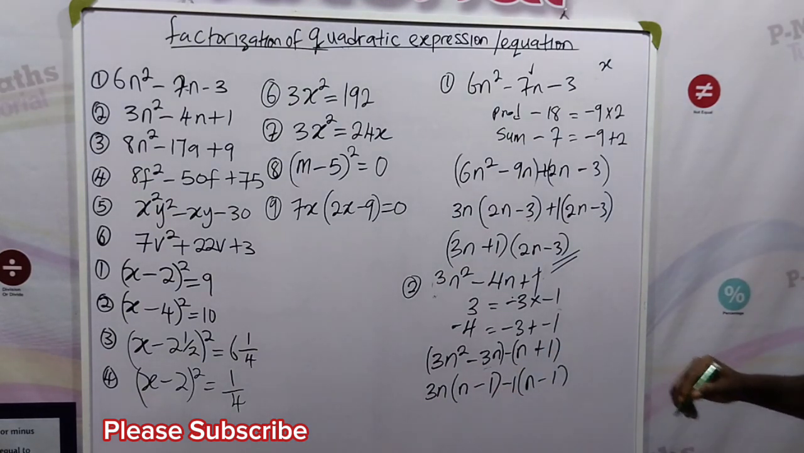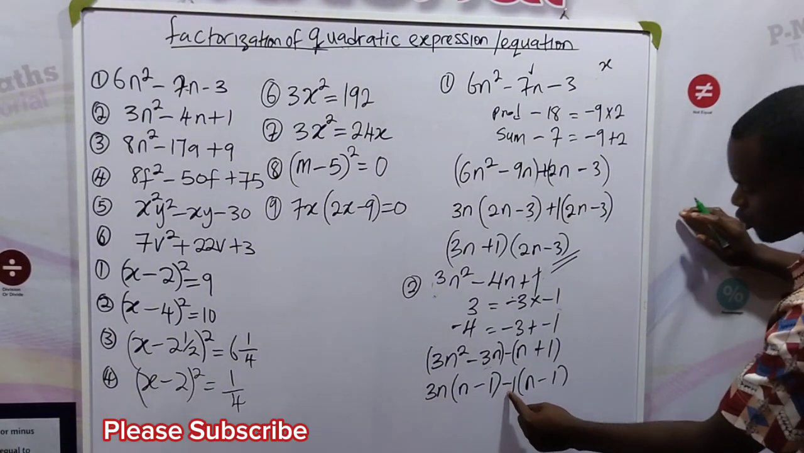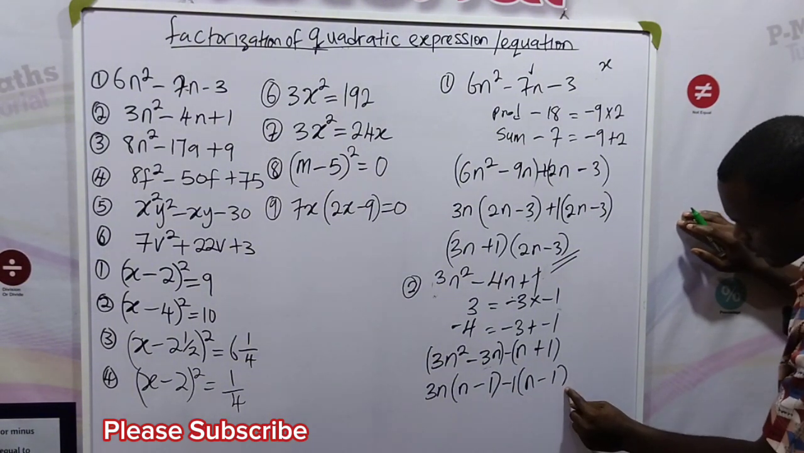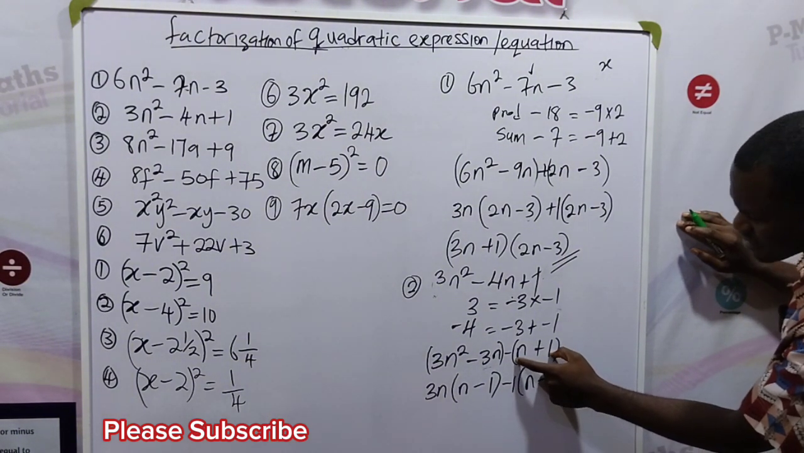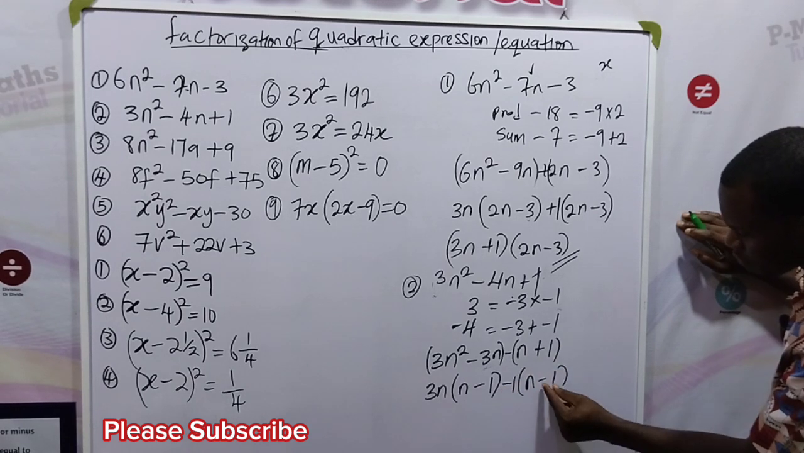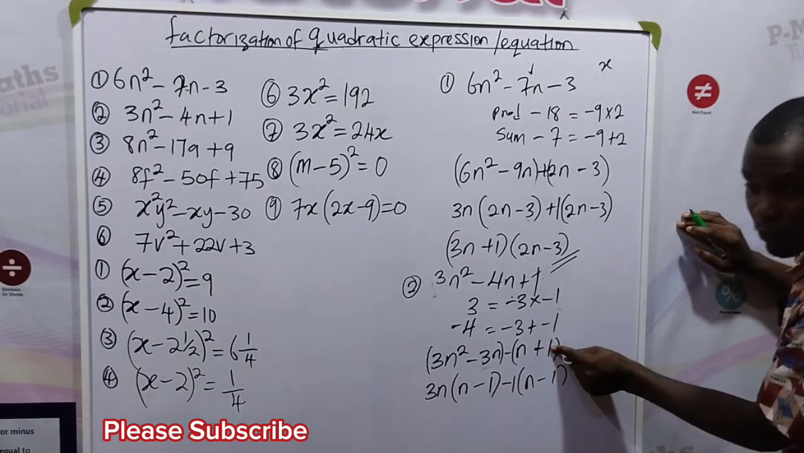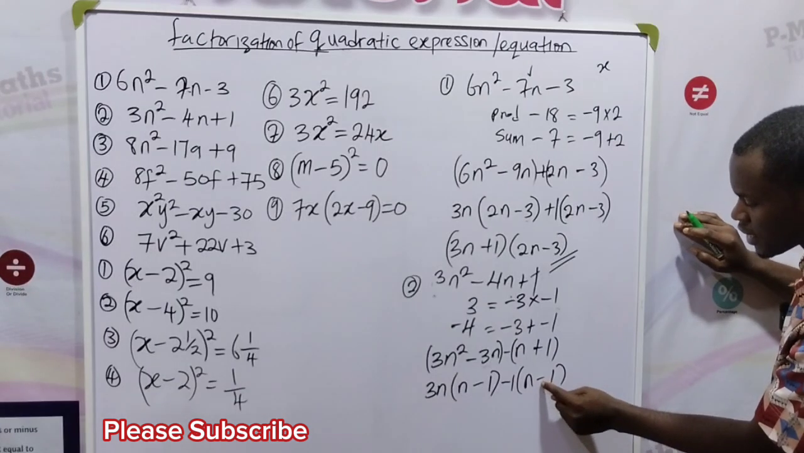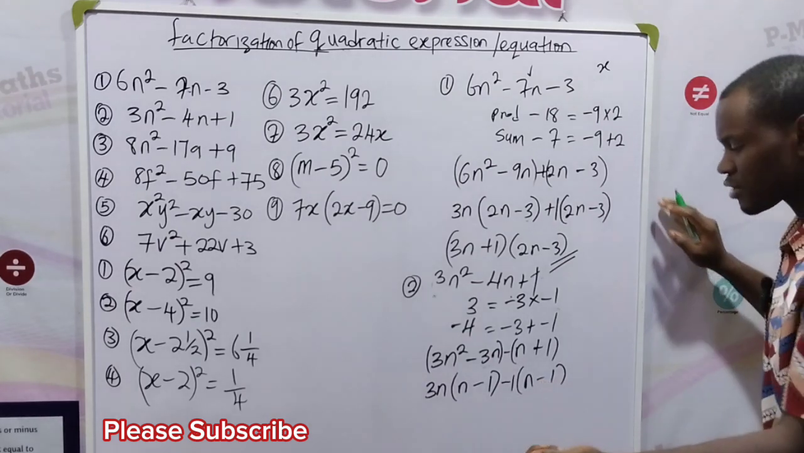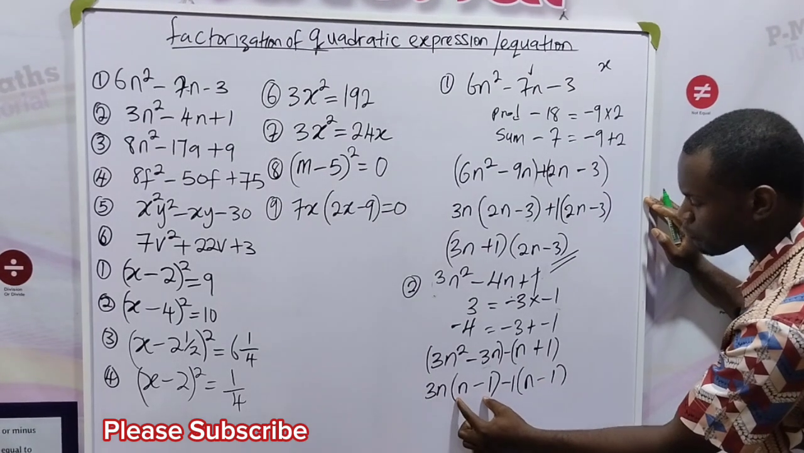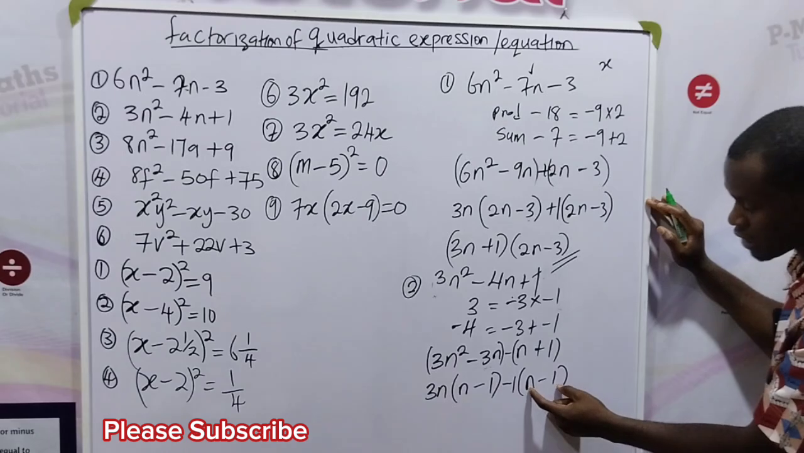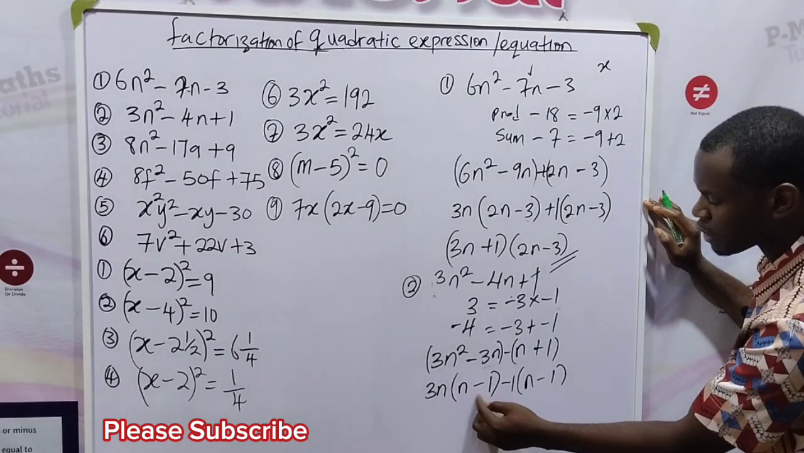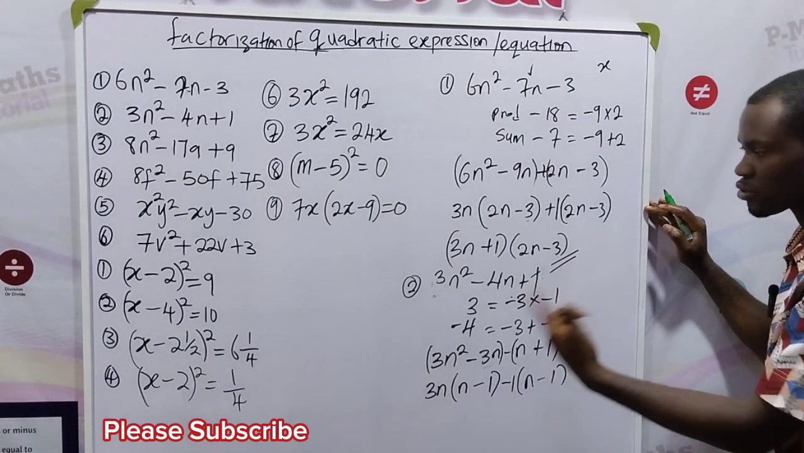Why is it n minus 1 instead of plus 1? Because if I decide to open this bracket now, I will obtain what I have here exactly. So minus 1 times minus 1 should give me a positive 1. That is why I have to change the sign here as negative. Another second reason is because the bracket here must have the same entry as the bracket here. So since here is n minus 1, here has to be n minus 1.